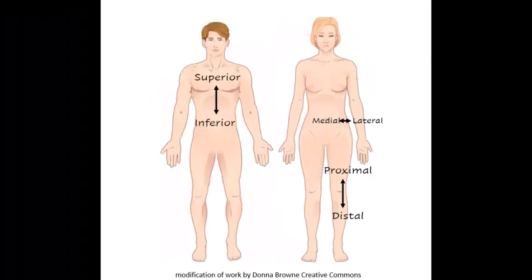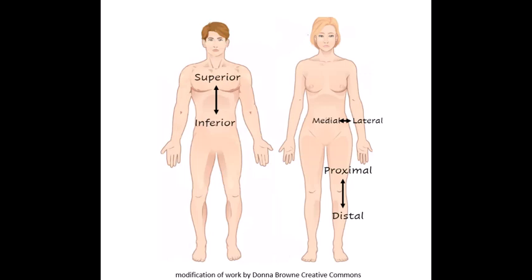In addition to the body region terms, you will need directional terms. Most of these are paired antonyms. For example, medial is towards the midline of the body, and lateral is away from the midline of the body. Superior is towards the head, and inferior is away from the head.